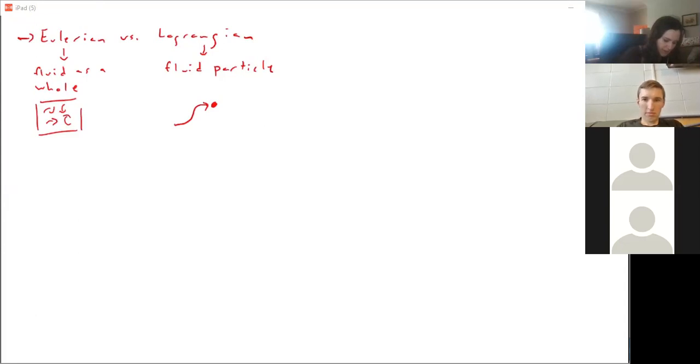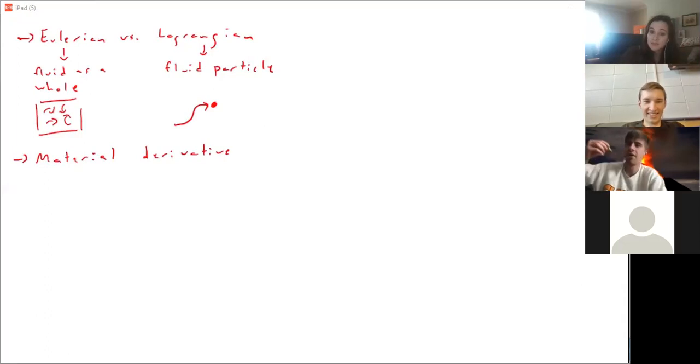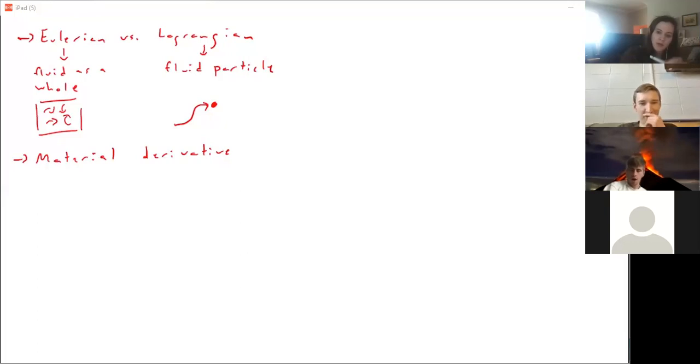Okay. And so related to that, we learned about the material derivative. And so if you have a Eulerian description of a system, so you have a velocity field and a field of some other property, then you can get the Lagrangian view of how that property changes for a fluid particle as it moves across the field, right? And the material derivative, which we use big D for that.